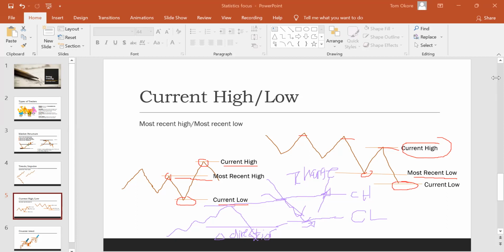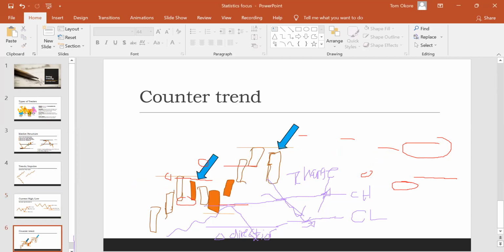And this is what we call the counter trend. What is the counter trend? I've tried to draw it, but we'll see it better in the charts.